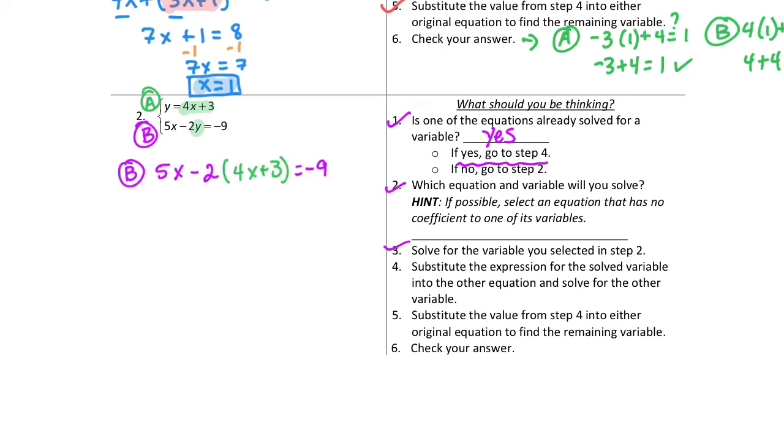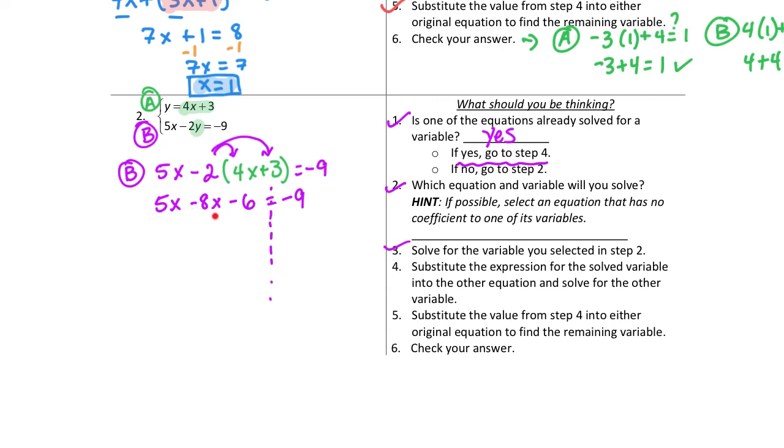You can see what I've done. I've taken that 4x plus 3 and I replaced the y in equation B with it. Notice this is one of those where using those parentheses is very important because I'm going to need to distribute this -2 before I can combine any like terms. So now you can see this is all worked out. So -2 gives me the -8x minus 6, and I'm ready to solve.